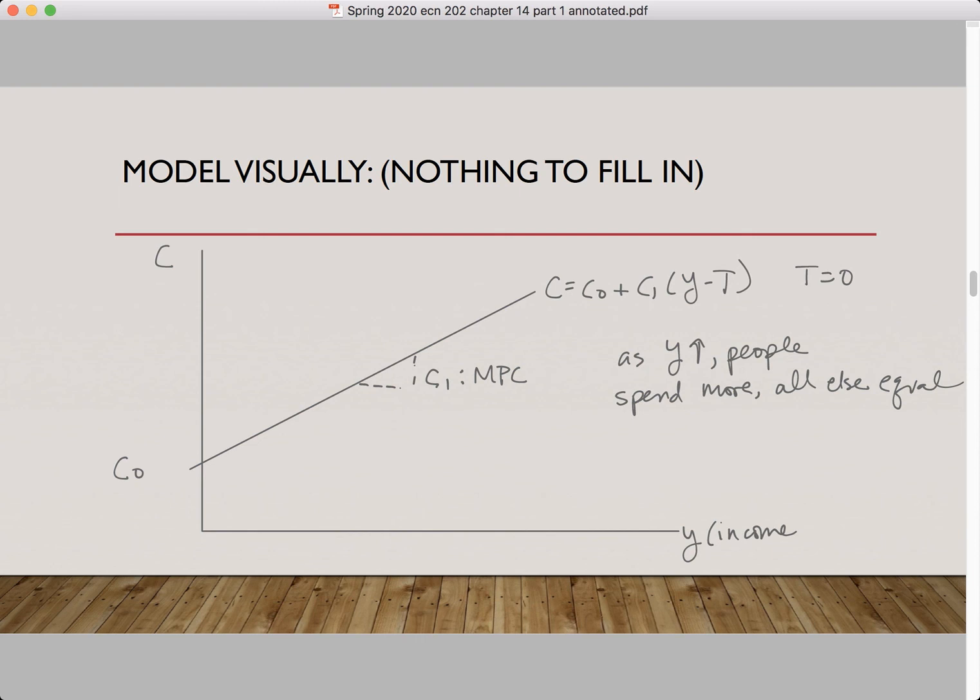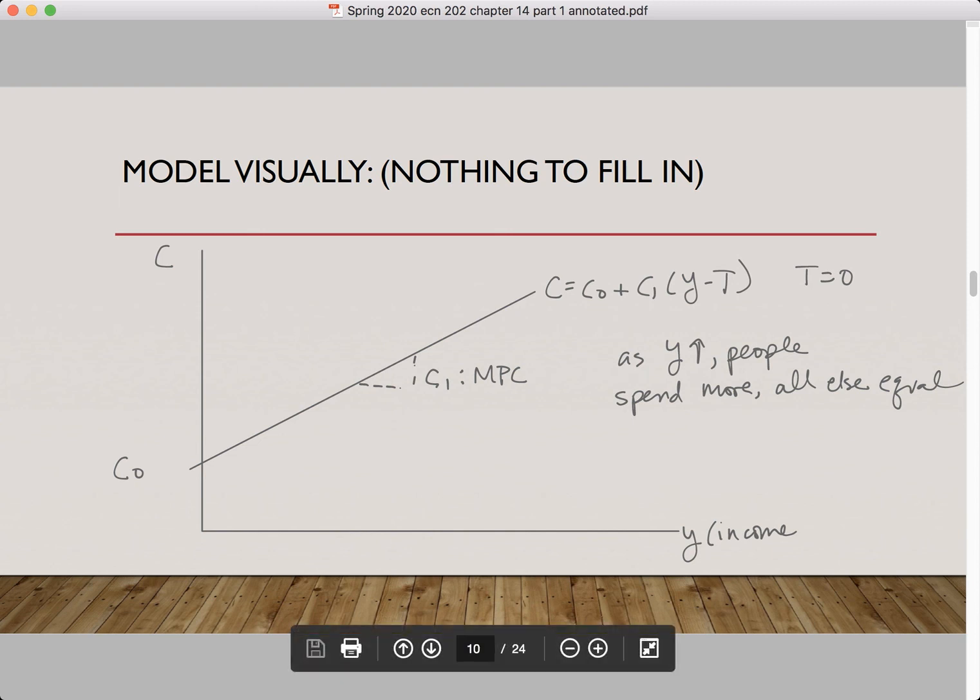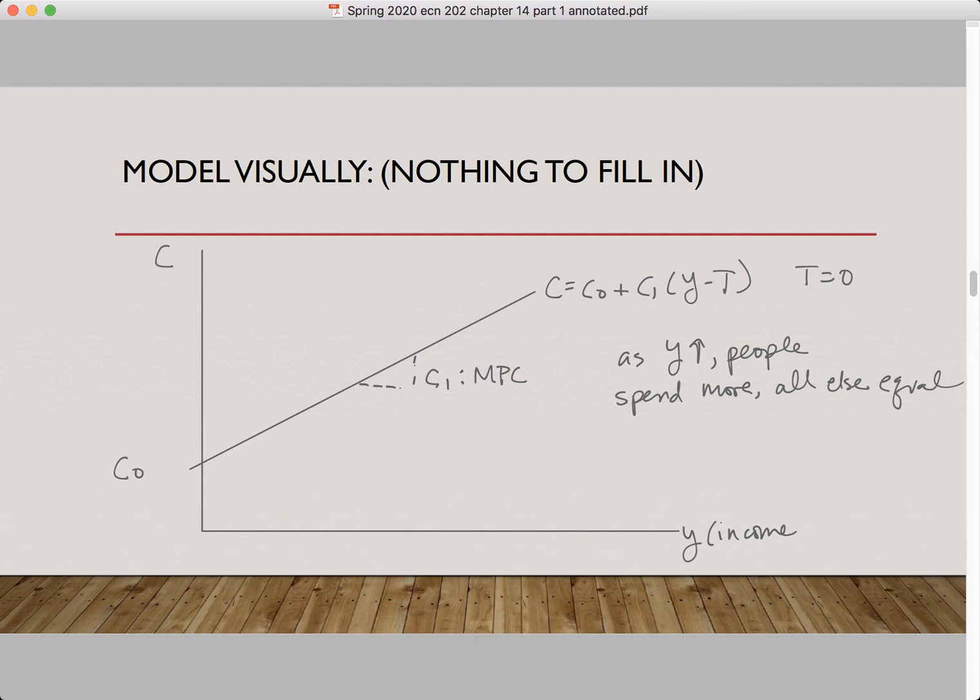If we were to graph this visually, we would show that the intercept of our function is C0, so this is the spending that people do independent of their income. And as income rises, they spend more in absolute terms. So consumption overall is a function of C0, spending independent of income, added to income-induced expenditure. So C1 multiplied by overall income minus what they pay in taxes. And if taxes are equal to 0, then C is equal to C0 plus C1 multiplied by Y.